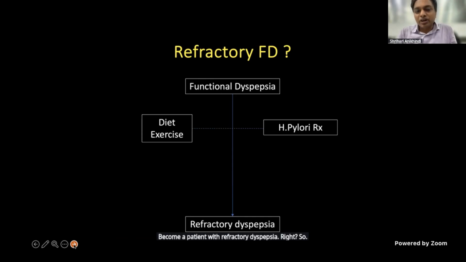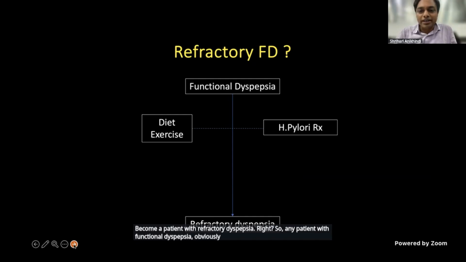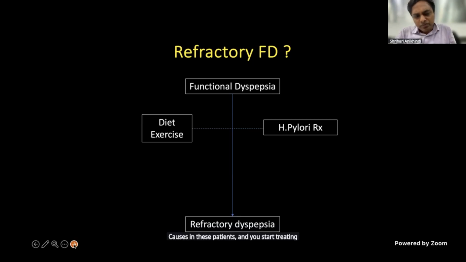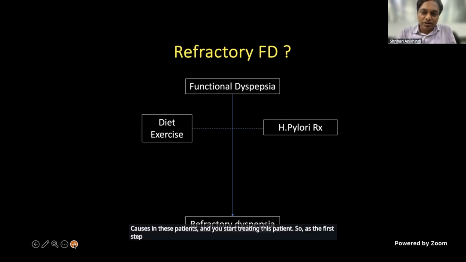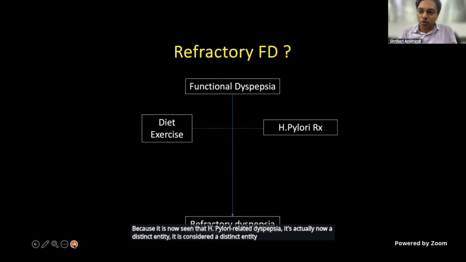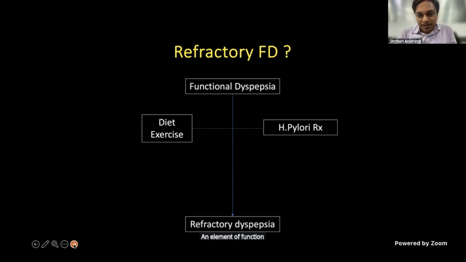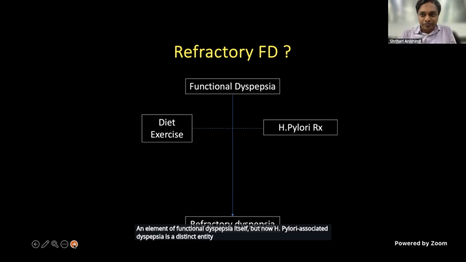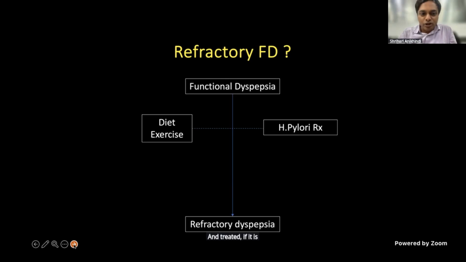So any patient with functional dyspepsia, obviously you ruled out organic causes in these patients and you start treating this patient. As the first step, usually what is recommended is a mix of diet and exercise. It is also wise to evaluate for H. pylori in all these patients, because it is now seen that H. pylori related dyspepsia is actually a distinct entity. Previously, it was thought to be an element of functional dyspepsia itself, but now H. pylori associated dyspepsia is a distinct entity. It has to be tested and treated if it is there, and then you move ahead, right?